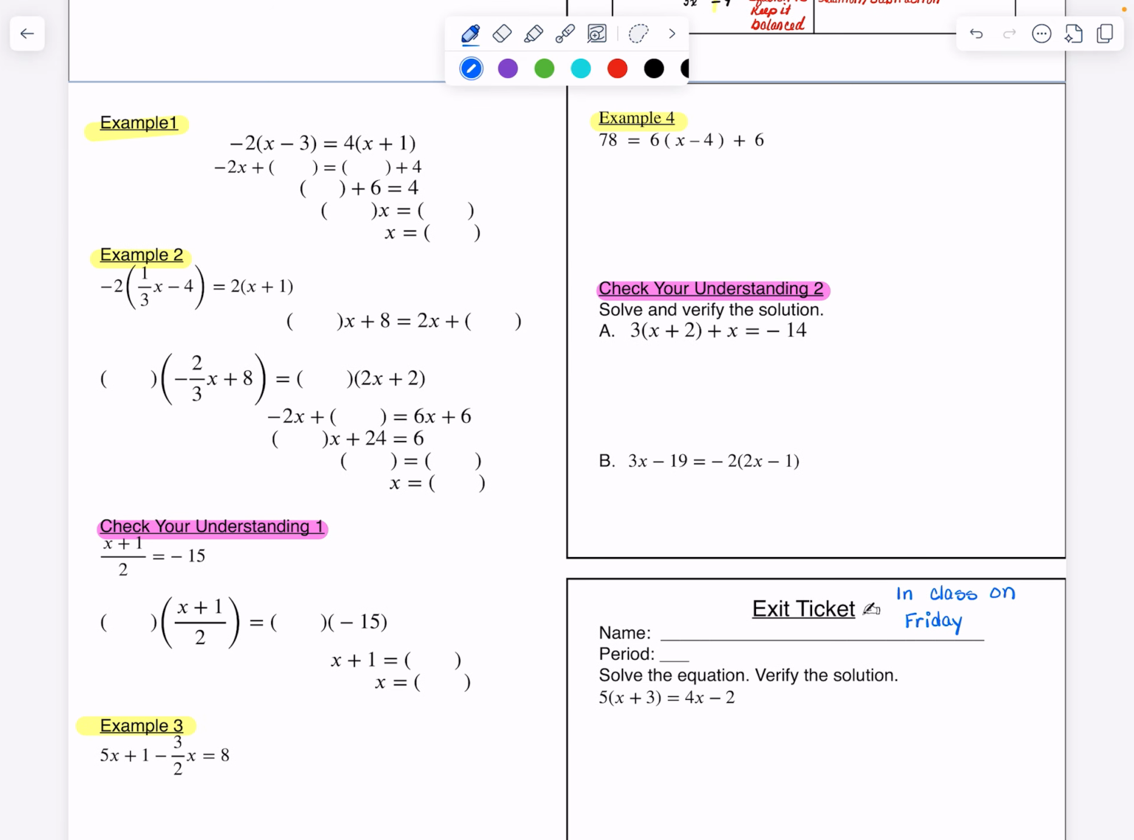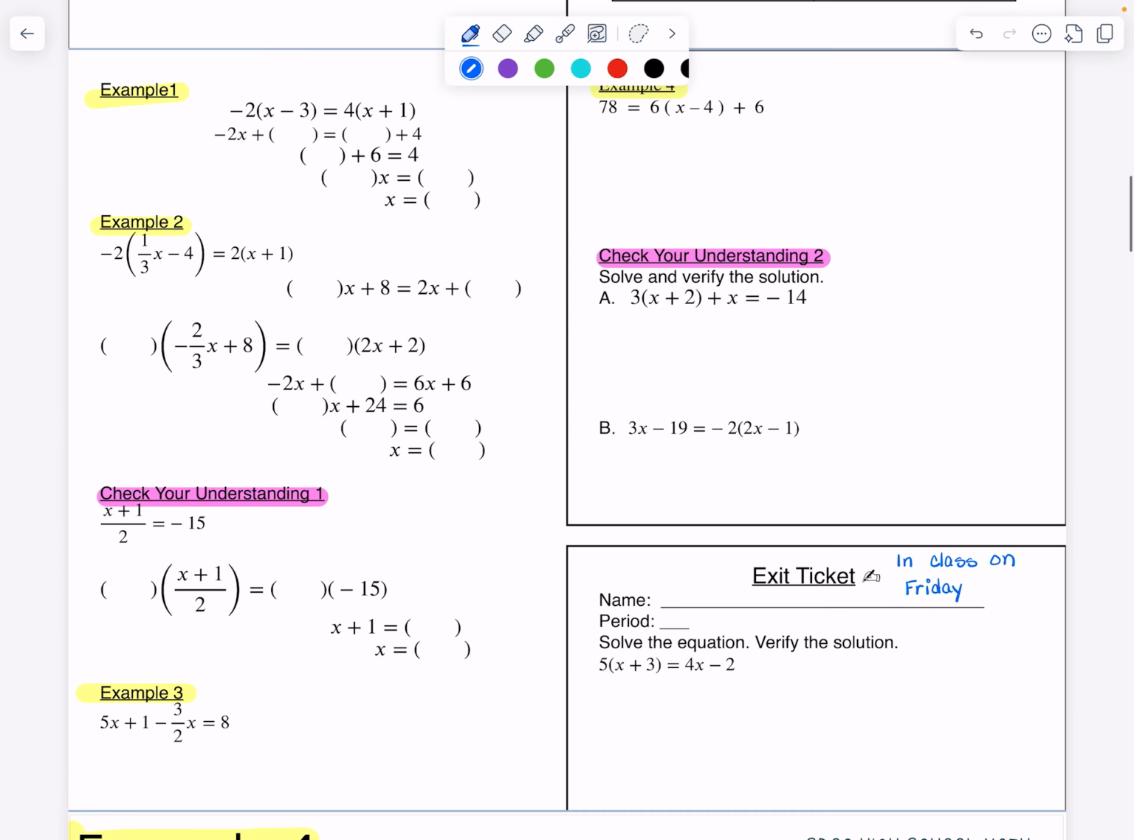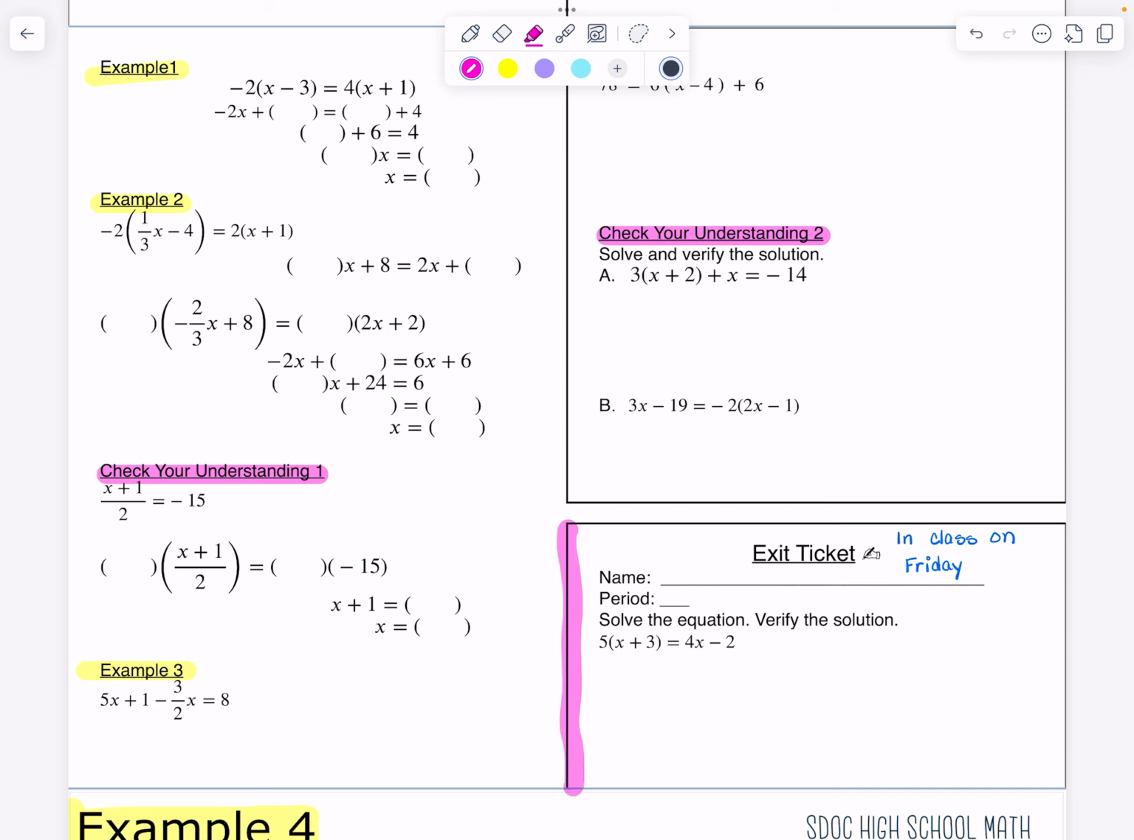Examples 1, 2, 3, and 4, the ones in yellow, are the ones that I'm going to do. The ones in pink are the ones that I've left for you. Now, the exit ticket here is going to be done in class on Friday. So you don't have to worry about doing that here. Leave that until Friday. Okay?